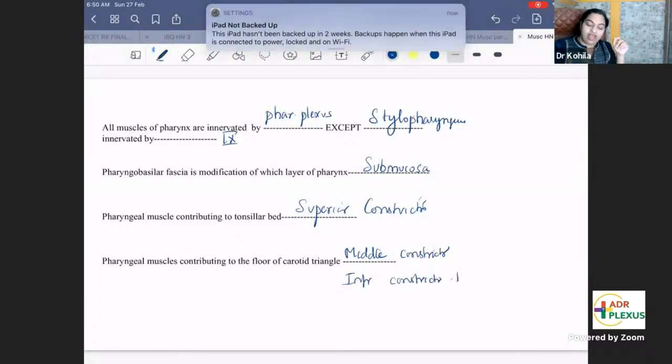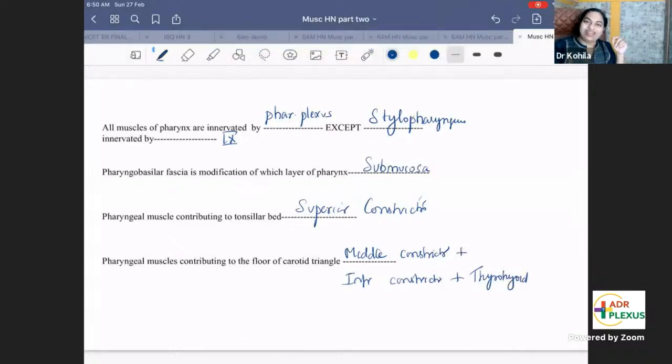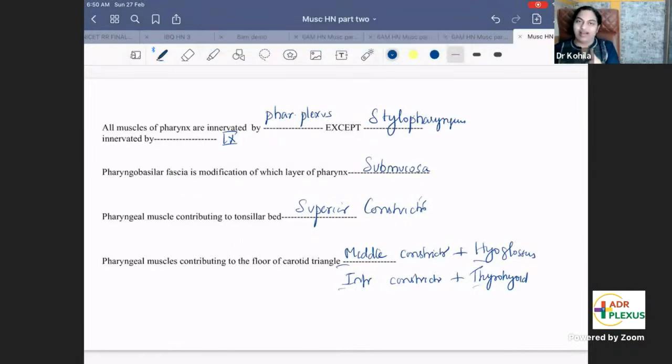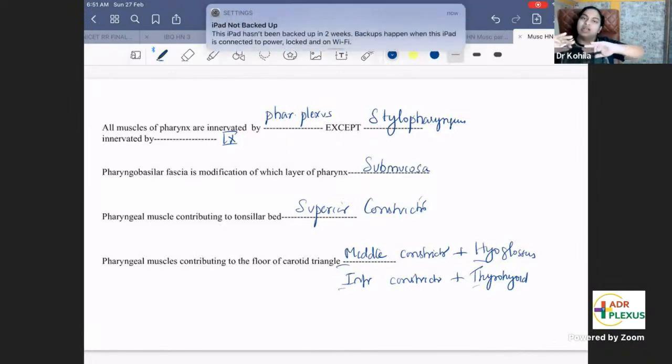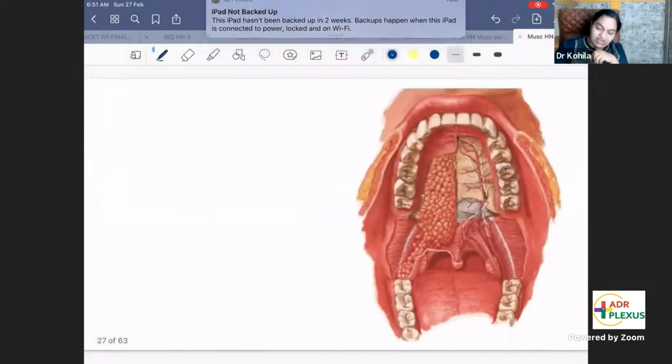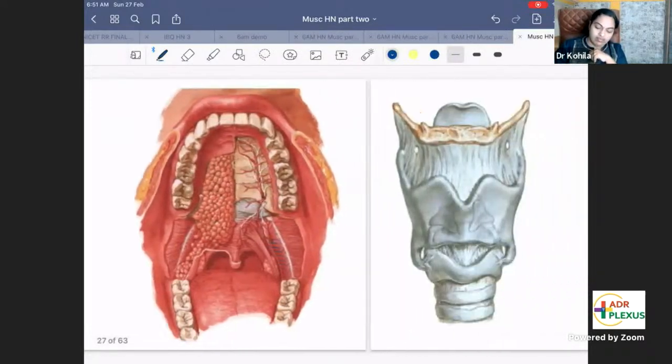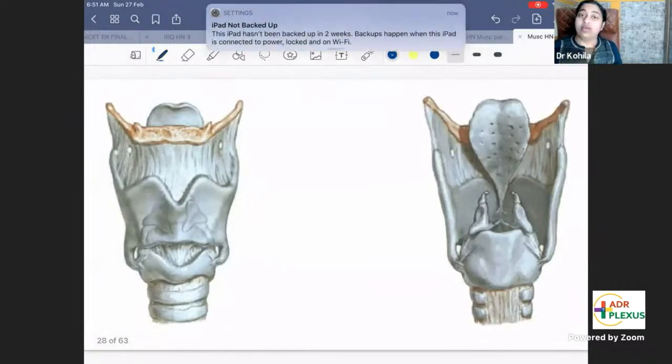Inferior constrictor comes from the thyroid, so thyrohyoid. Middle constrictor comes from the hyoid, so hyoglossus. Okay, we will find a mnemonic for this next. So the 4 muscles contributing to the floor of the carotid triangle: inferior constrictor along with the thyrohyoid, middle constrictor along with hyoglossus. Please remember, it's very important. And it is just to show you the superior constrictor muscle, the lateral wall of the palatine tonsils. We'll move on to muscles of the larynx.